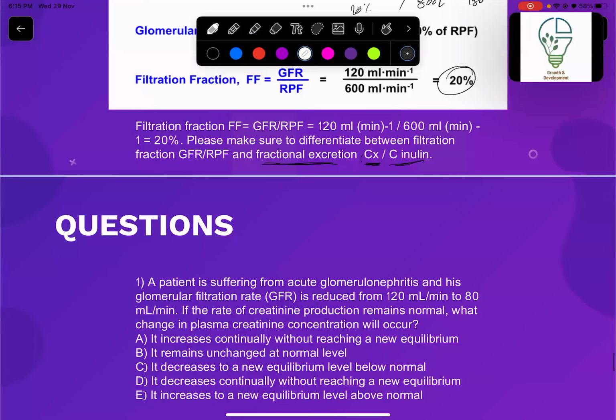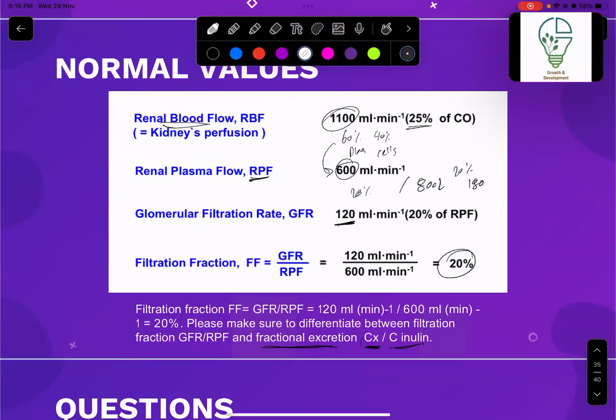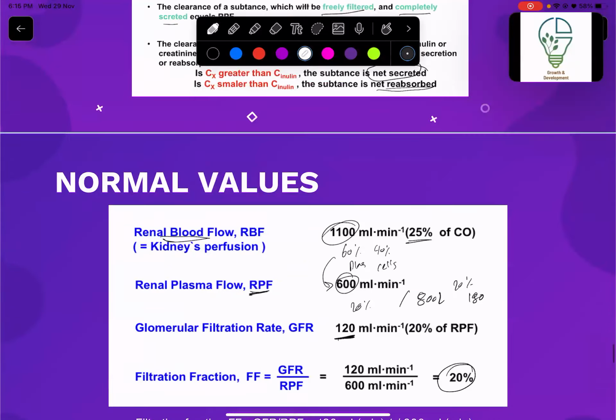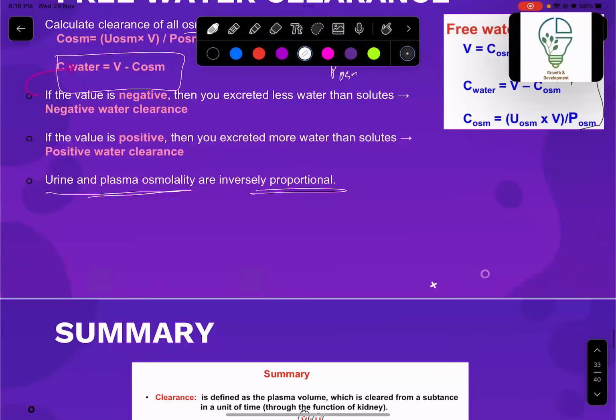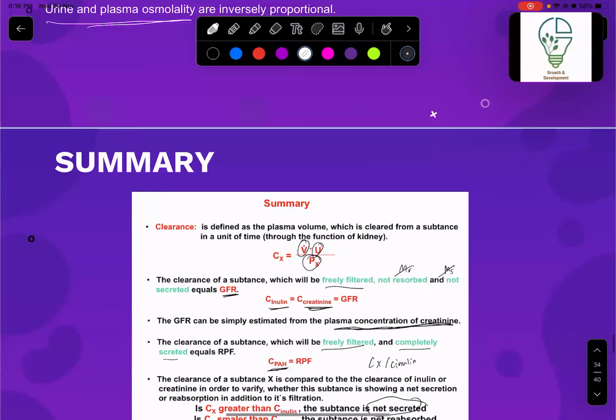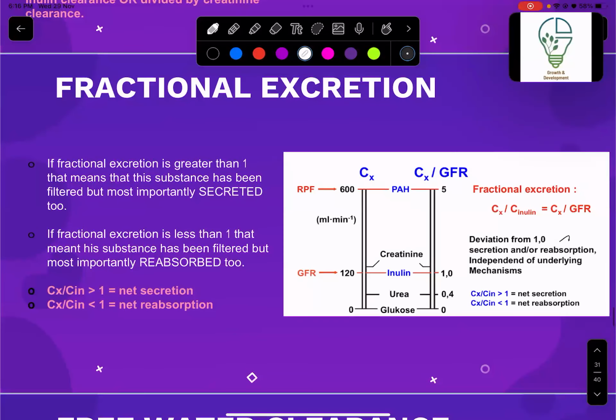Okay, fractional excretion is simply the clearance of a substance over the clearance of inulin. If it is greater than 1, then it's a net secretion. If it is less than 1, then it is net reabsorption. So for example, we know normally glucose clearance should actually be 0.